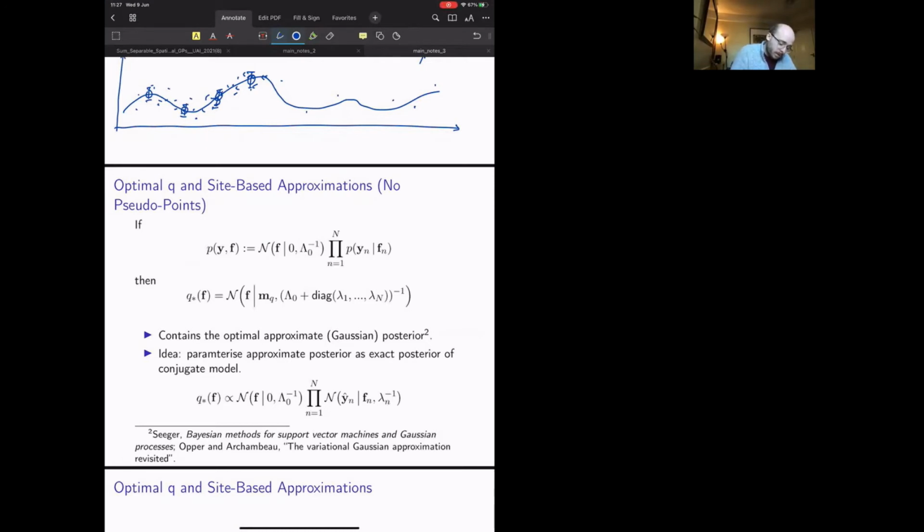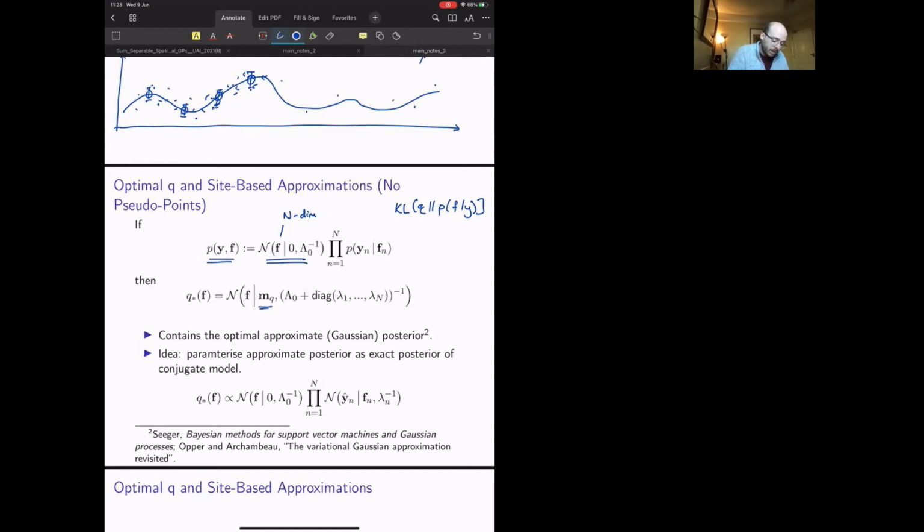is if you've got a model whose joint distribution is of this form, so we've got a Gaussian prior with 0 mean, could be any mean, doesn't really matter, and precision lambda 0, and then, sorry, f here is n-dimensional, and a likelihood that factorizes across the dimensions. Then the optimal approximate posterior in the KL(q||posterior) sense, i.e. doing variational Bayes, is something of this form in the second line here.